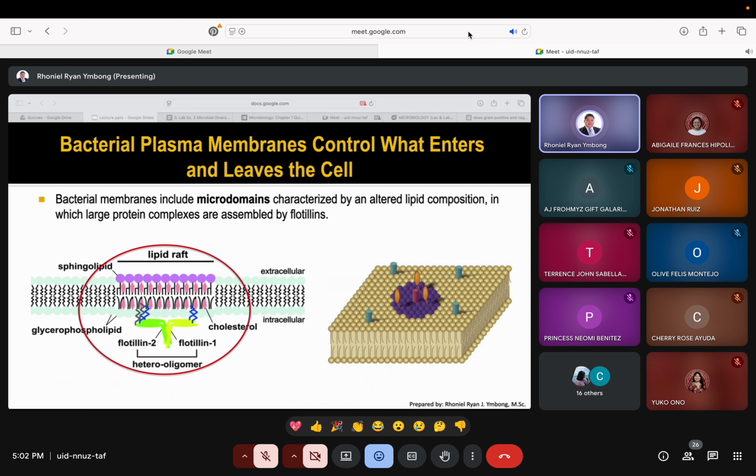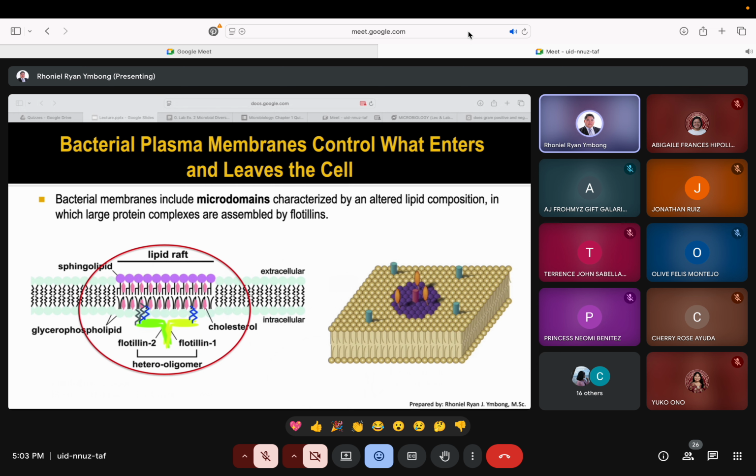Now, this is quite different from the fluid mosaic model because in our fluid mosaic model, it says that your integral membrane proteins are scattered in a non-random way along the length of your plasma membrane. But this time around, in your bacterial plasma membrane, this is not the case because there are certain regions in your plasma membrane where proteins really aggregate to form protein complexes. And this is what you call a microdomain.